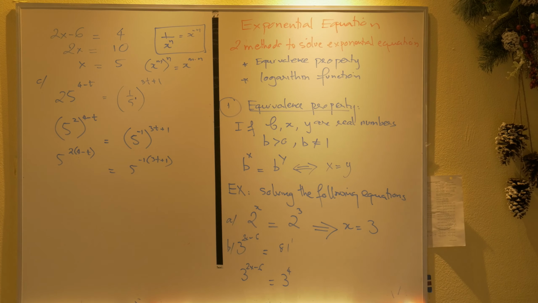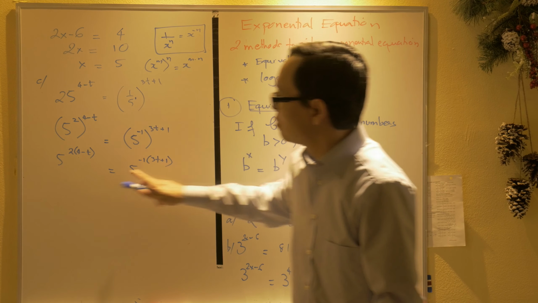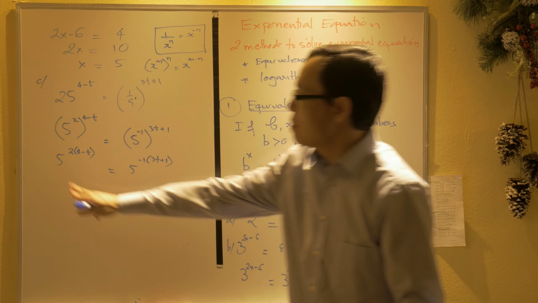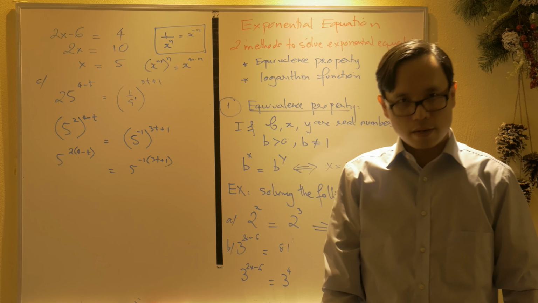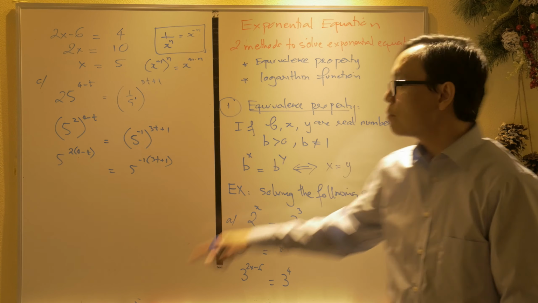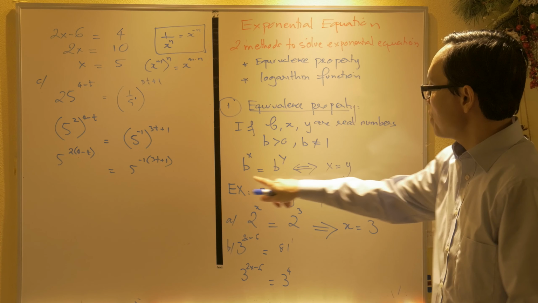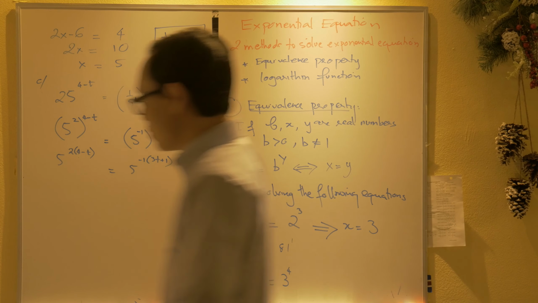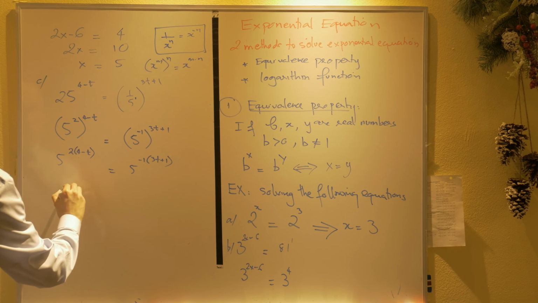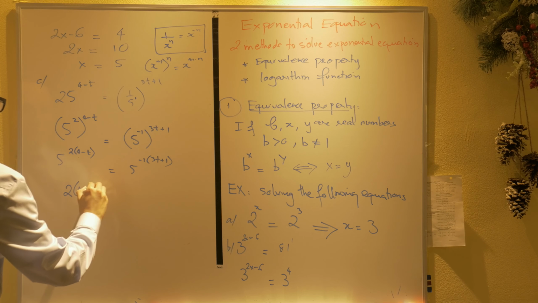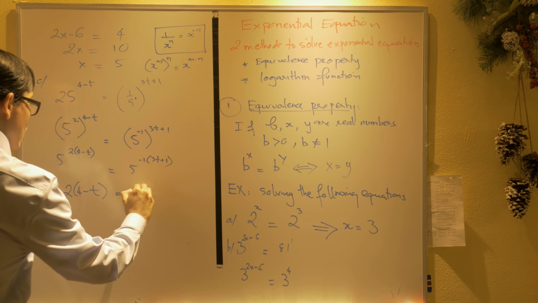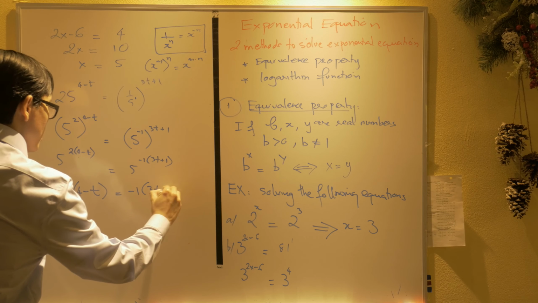So now what we have? We have two power numbers. The base is 5, the same base. And now I can apply the equivalence property: since the base is the same, I can set the exponents equal to each other: 4 minus t equals -1, 3t plus 1.